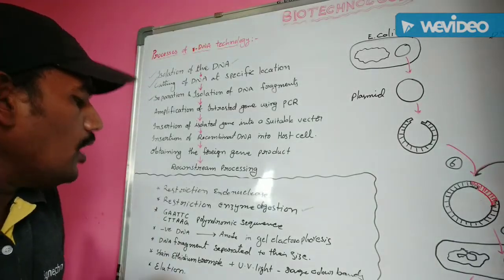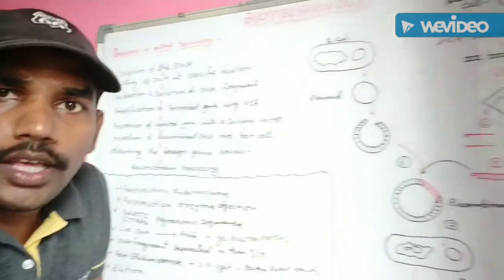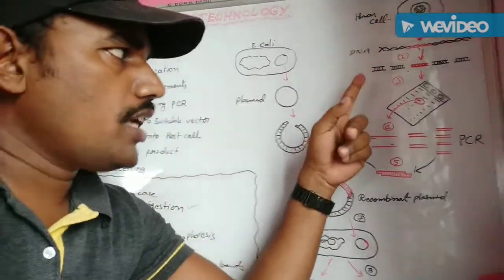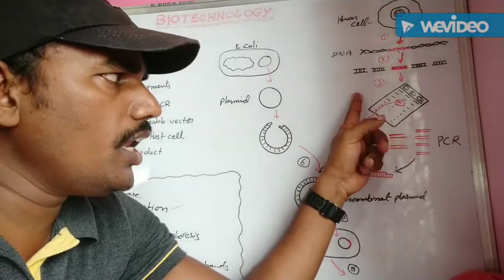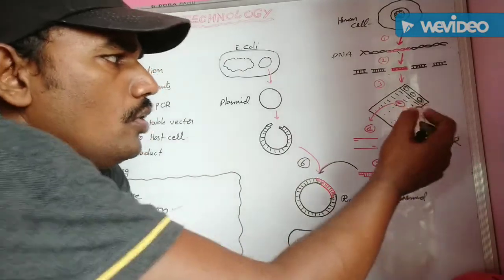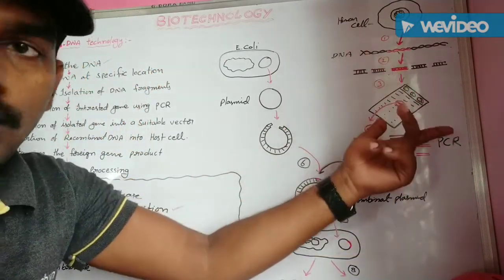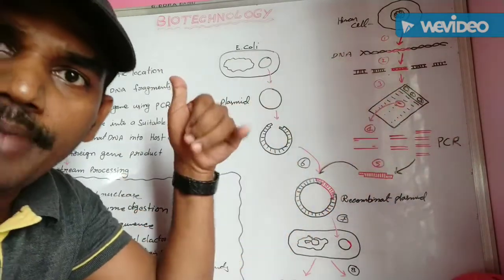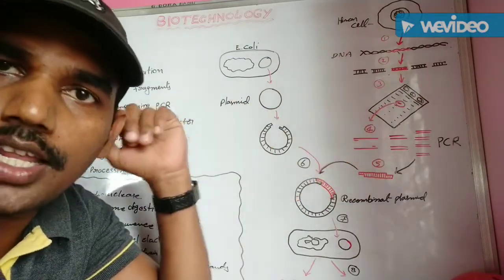Next, these cut DNA fragments are poured into the gel electrophoresis for separation based on their size. In this gel electrophoresis, anode and cathode power points are available. Different wells are also present in the gel electrophoresis. These fragments are poured into the wells with the help of a micropipette. Then electrical power is passed through the gel.